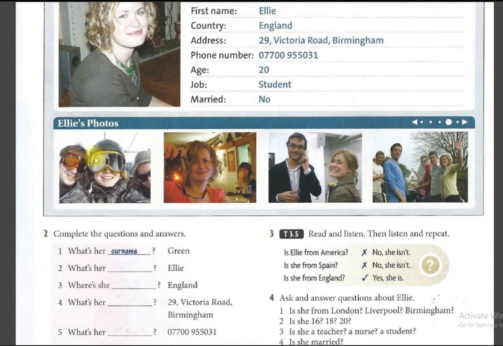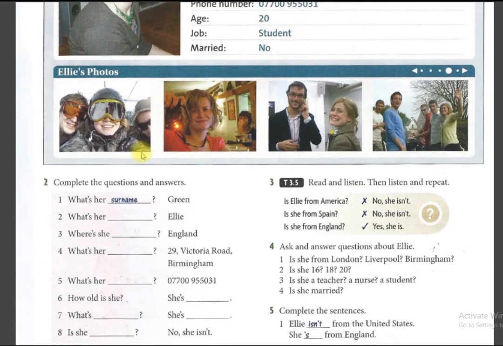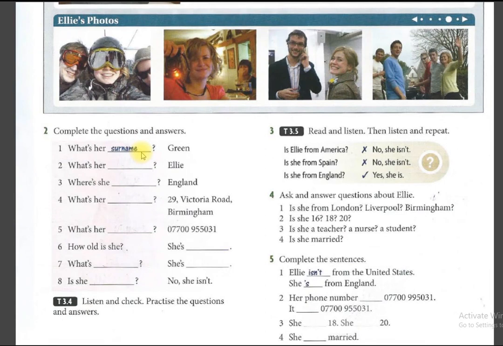And you can see here she is sharing a number of photos with her friends, Ellie's photos, like what exists on Facebook. This is another site. You can share your personal photos with your friends or not. Here we have a number of uncompleted questions, so we are required to complete these questions. This will be on you, girls.